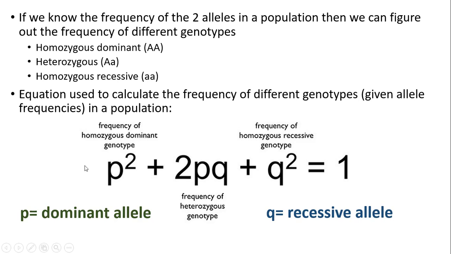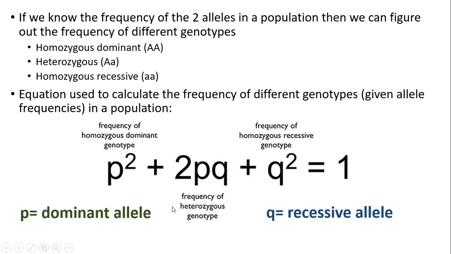So p, again, is looking at the frequency of your dominant allele. So p squared is going to be representing the frequency of my individuals that are homozygous dominant. Because in order to be homozygous dominant, you must have 2 copies of that dominant allele. So again, 2 copies of p, so p squared. So that'd be the frequency of individuals that are homozygous dominant in a population.